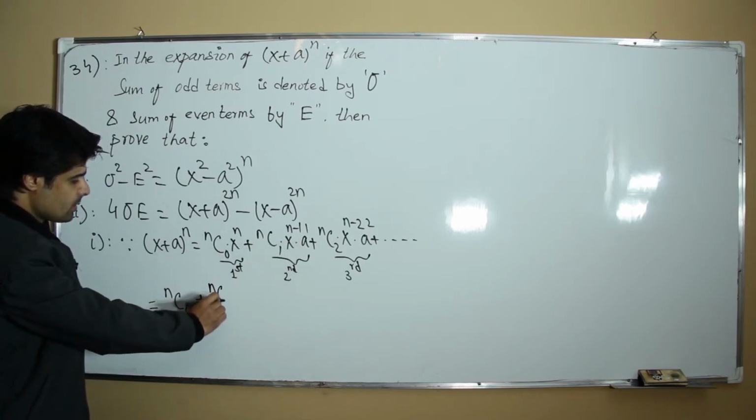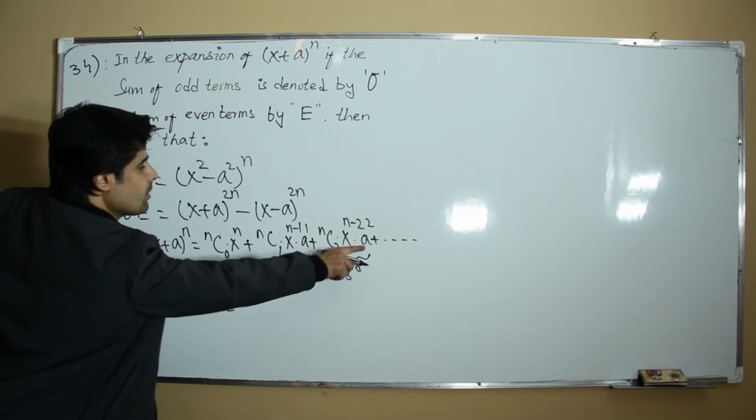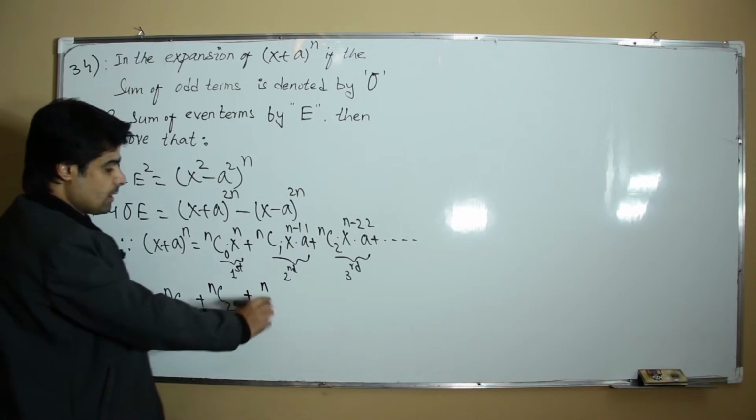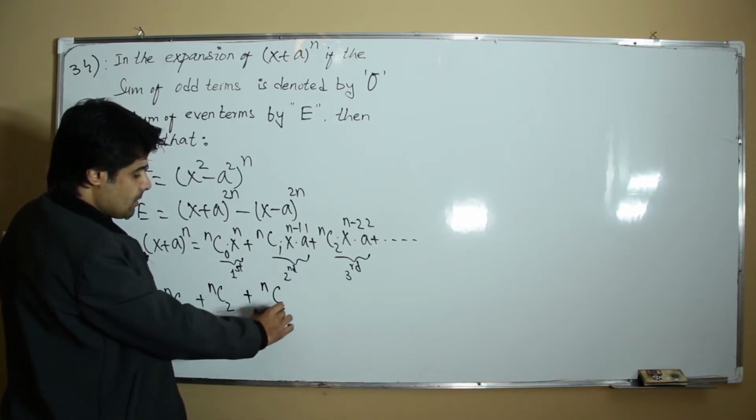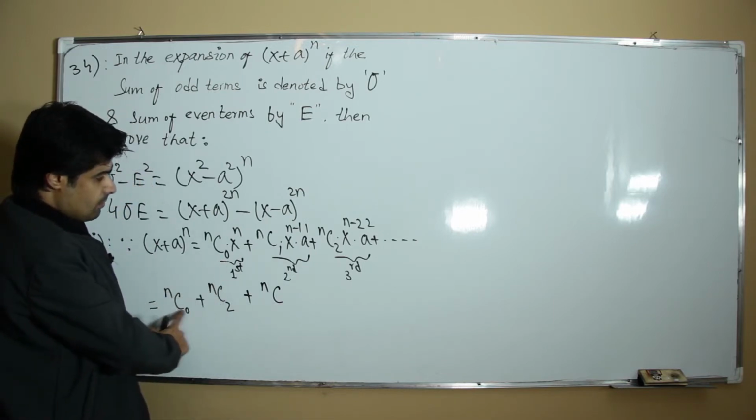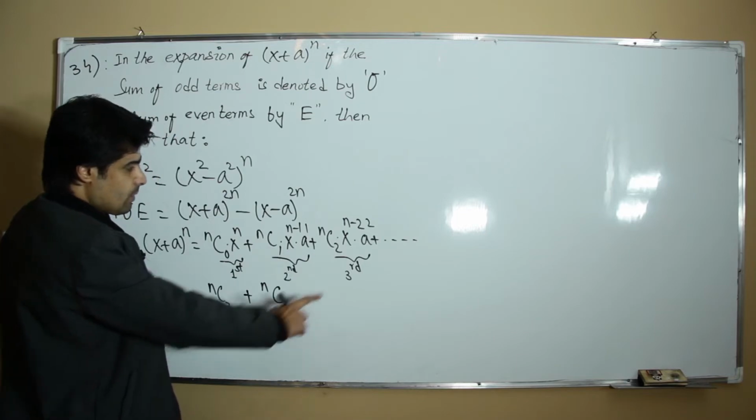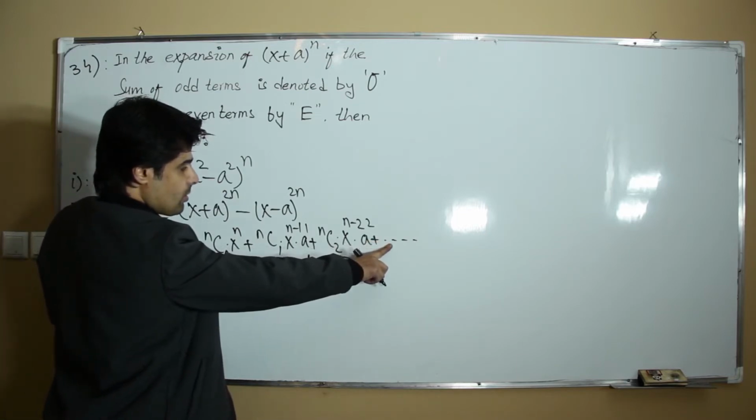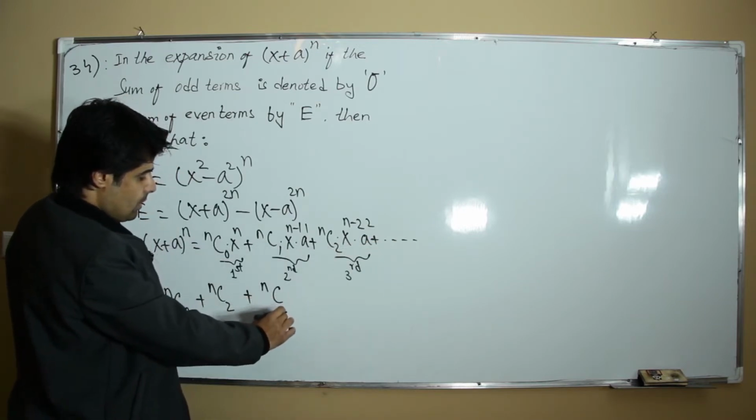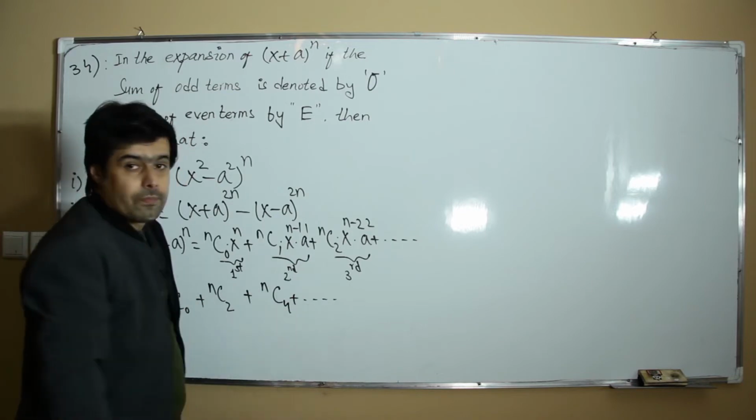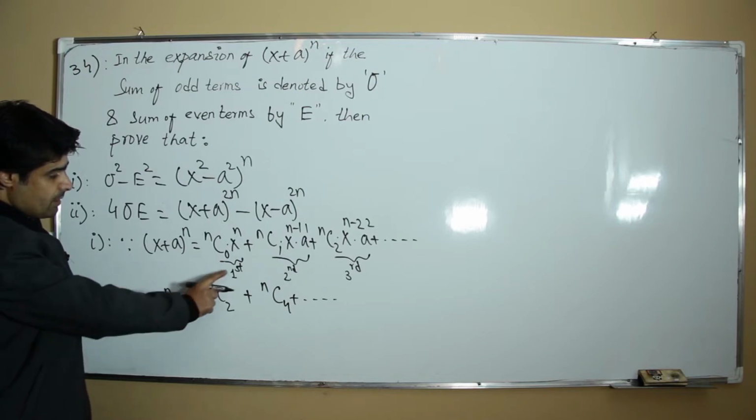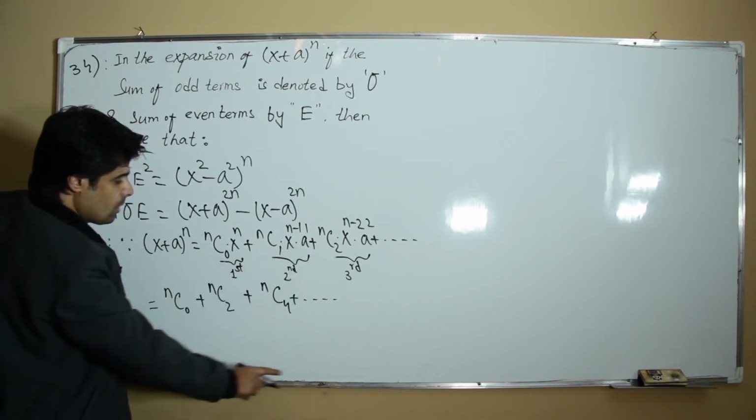The next one is nC2, whatever the variable is. The next one is nC0, nC2. nC0, the first odd term. This is nC2. The next one is nC4. nC4 is our fifth term, which is odd. This is the odd terms. nC0, I mean the first term. nC2, I mean the third term.